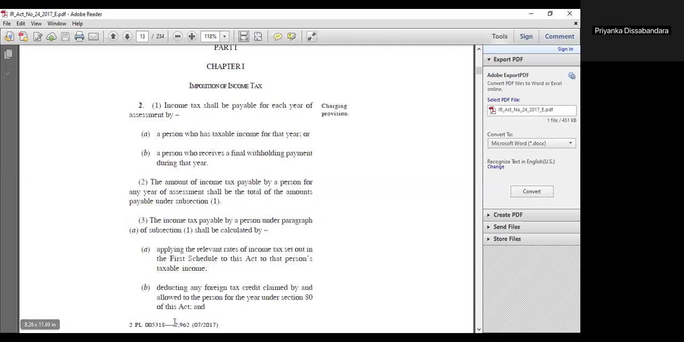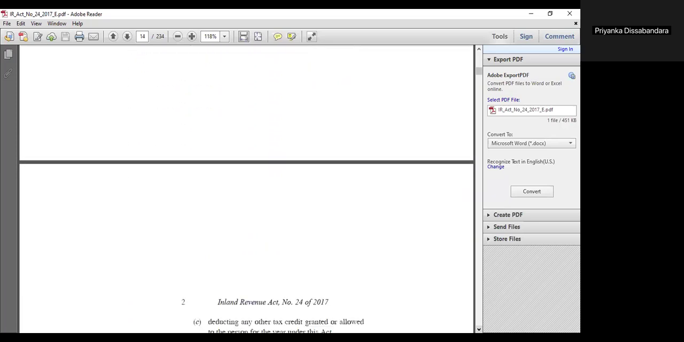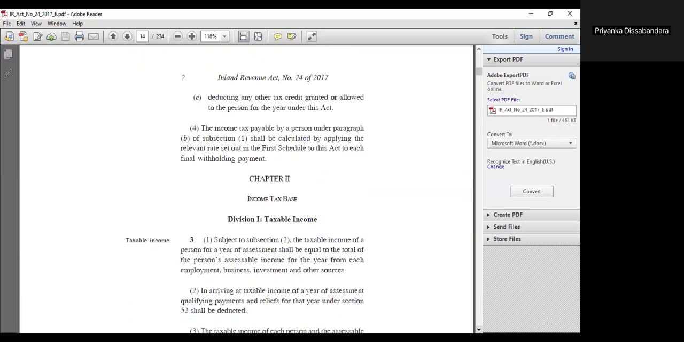So we have this charging provision. This is the charging provision I have included in the slide. So we call it imposition. Each and every word I have copied from this section. Then we can move to the next one. Here this is chapter 2, income base. Section 3 is for taxable income.